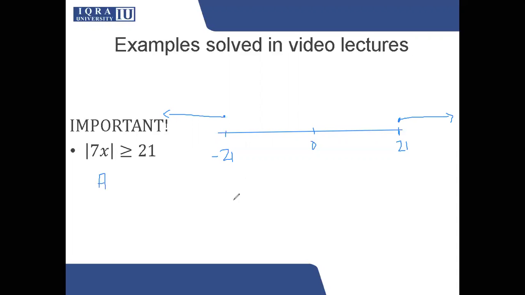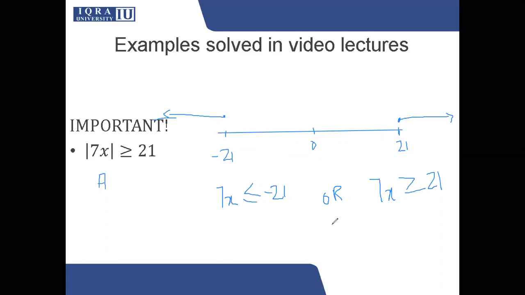So the range of values are either 7x is less than or equal to minus 21, the numbers on the left side of minus 21, or 7x is greater than or equal to 21. Again, this is not the answer. The values greater than 21 and the values smaller than minus 21, this is not the answer.